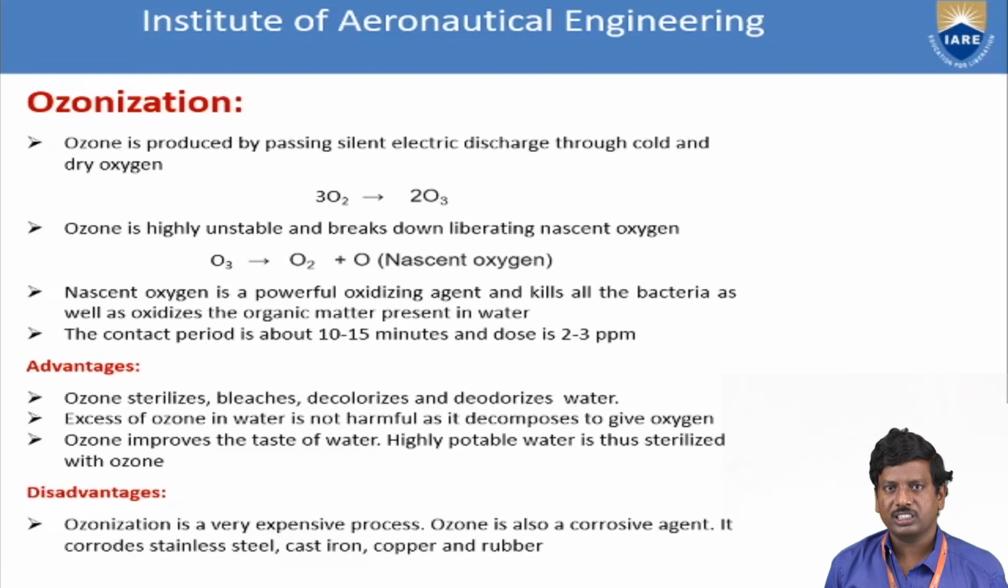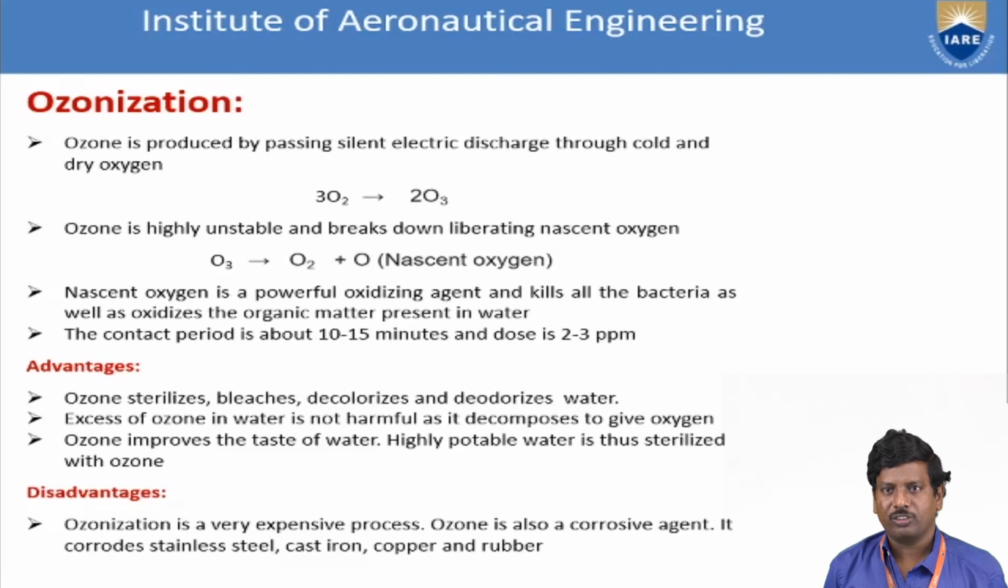And the ozonization process is also one type of method to kill the bacteria from the sample of water. Ozone is produced by passing a silent electrical discharge through cold oxygen. That means 3 moles of oxygen are converted into 2 moles of ozone, by balancing the chemical equation, nothing but stoichiometry. Ozone is highly unstable and breaks down, liberating nascent oxygen. That means O3 gives O2 plus a byproduct of O.